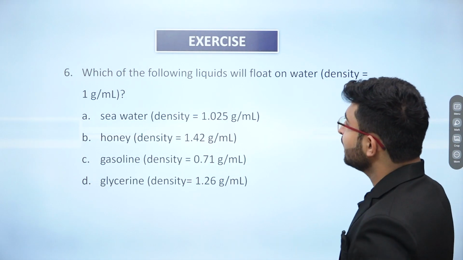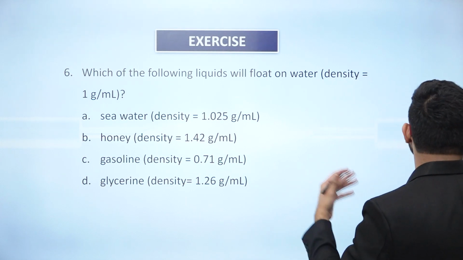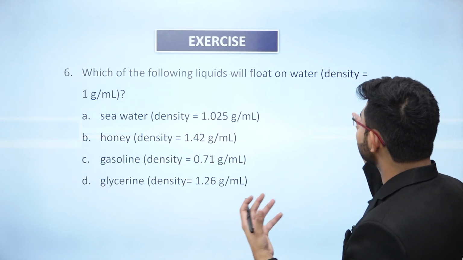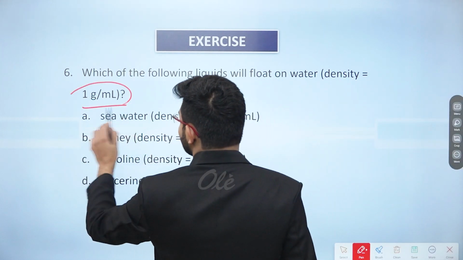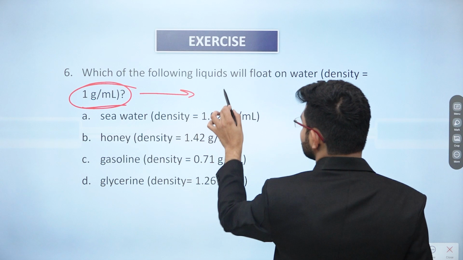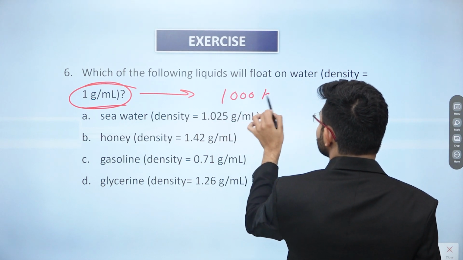Now moving ahead, we have: which of the following liquids will float on water, and water's density is given here, that is 1 gram per ml. Okay, it is 1 gram per ml, and if we are talking about kg per meter cube, it becomes 1000 kg per meter cube.